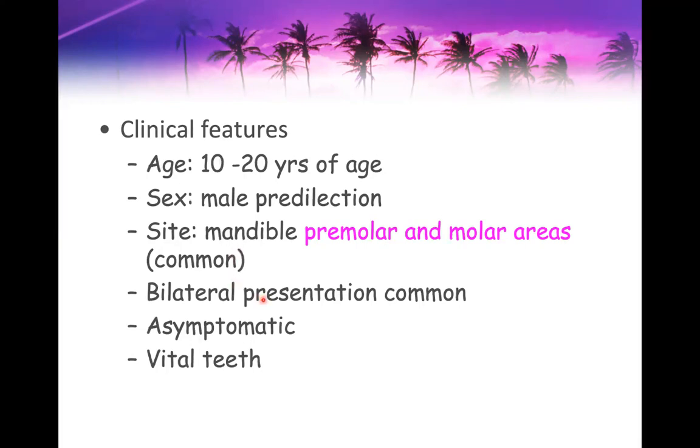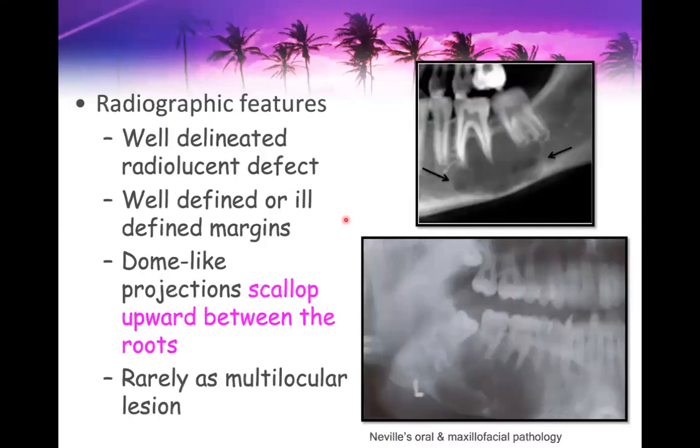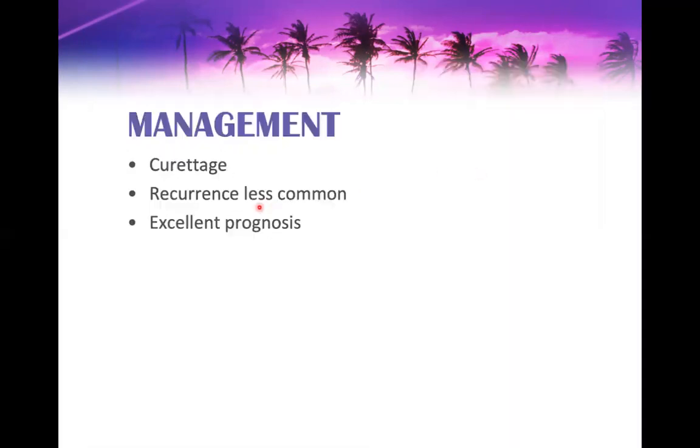Bilateral presentation is common, asymptomatic, and the teeth are vital. Radiologically, you can see a well delineated radiolucent defect. You can see the edges or you can trace the edges here. And there are dome-like projections, that is scalloping upwards in between the roots. Rarely does it appear as a multilocular lesion. Management is curettage. Recurrence is less common and because of that it has an excellent prognosis.